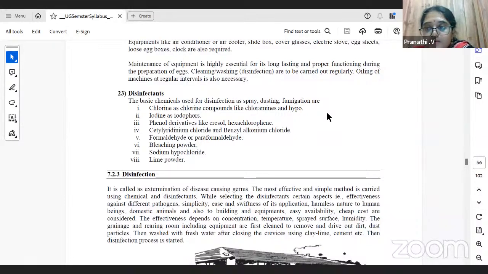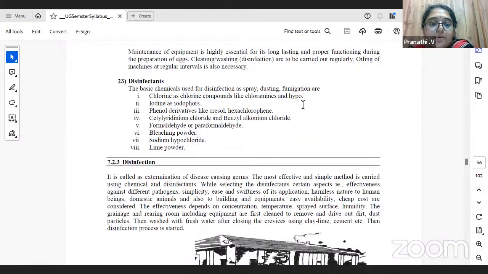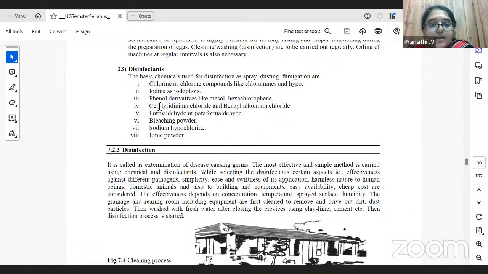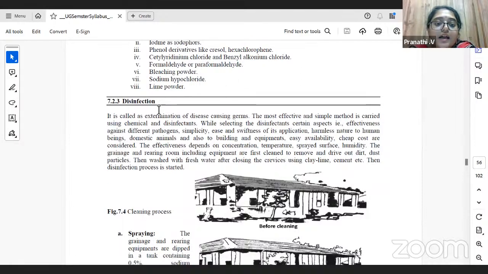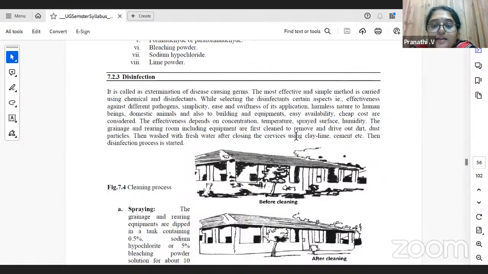Either in the form of a spray or in the form of dust, or the complete room is vaporized, that is your fumigation. Chlorine compounds like chloramines, hypo, iodine, iodophores, phenol derivatives, and of course, you have different formaldehyde, bleaching powder, sodium hypochlorite, benzyl chloride, lime powder, etc. All of this has to be disinfected.